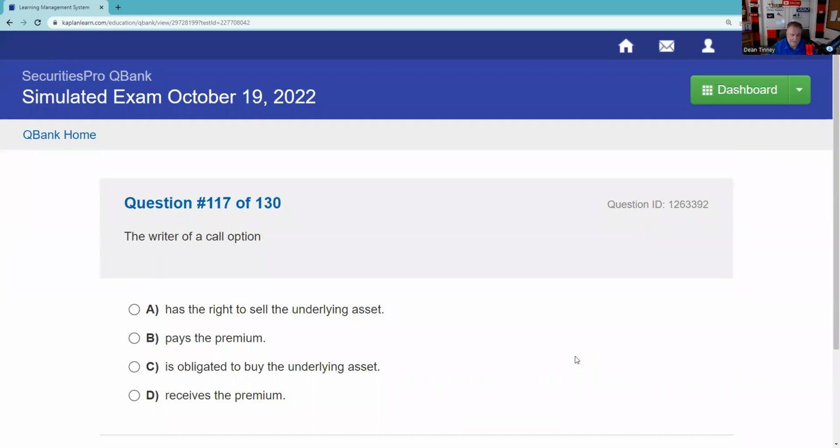The writer of a call option has the right to sell? No. Pays the premium? No. Obligated to buy? No, that would be a put. It receives the premium. Again, you should know the two types of contracts, calls and puts, and you can buy or sell them.